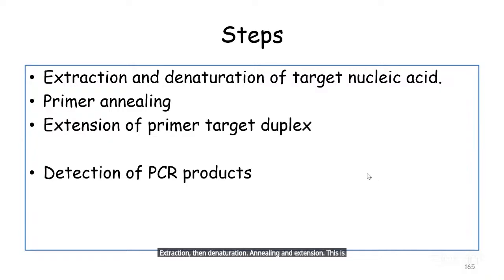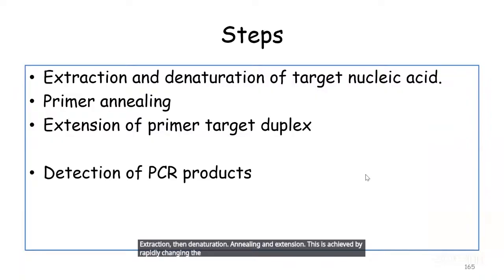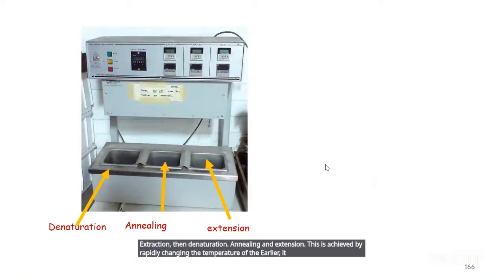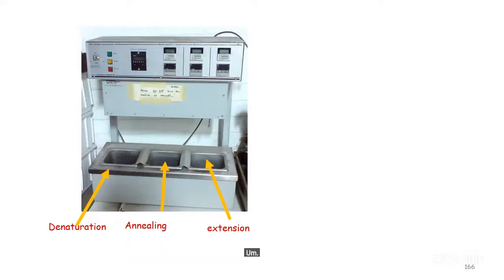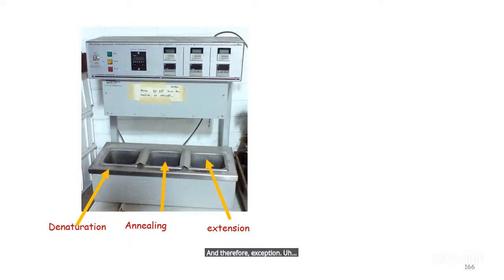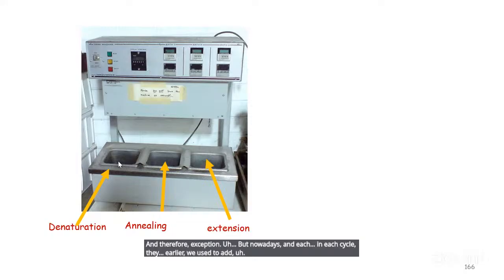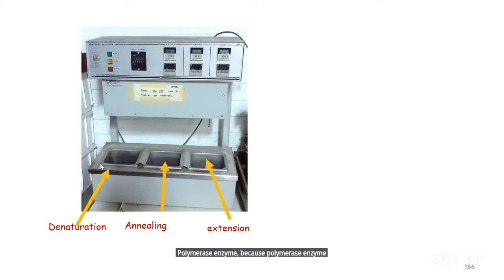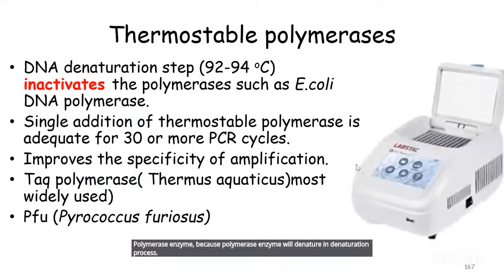This is achieved by rapidly changing the temperature of the tube. Earlier, it was done by a water bath with three segments at different temperatures, one for denaturation, another for annealing, another for extension. In each cycle, we used to add polymerase enzyme, because polymerase enzyme would denature in the denaturation process. So nowadays we use a thermostable polymerase, the Taq polymerase acquired from Thermus aquaticus, which is thermostable.